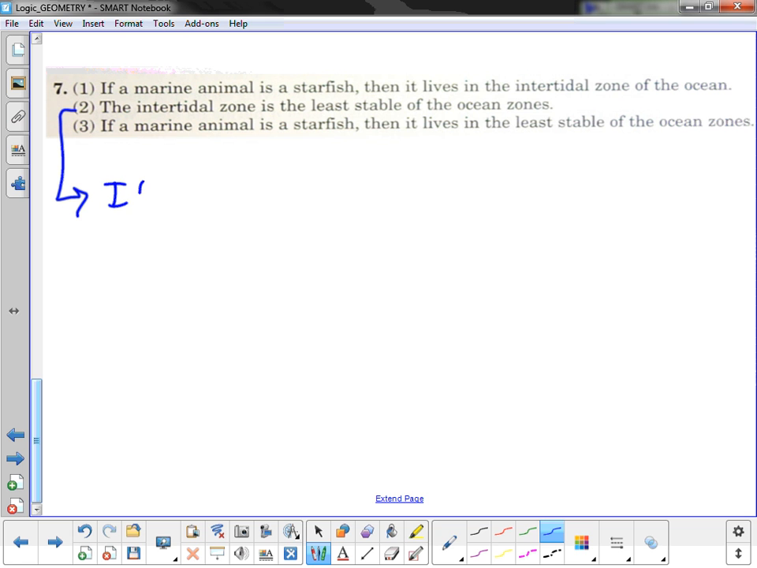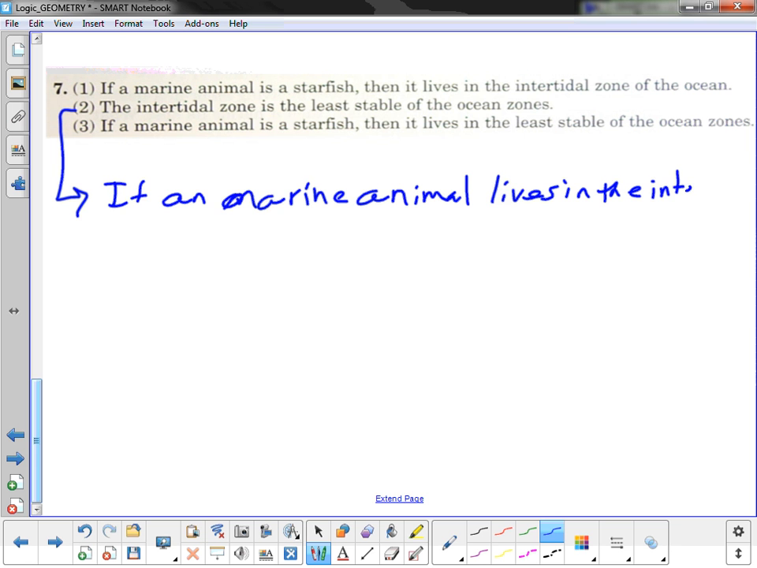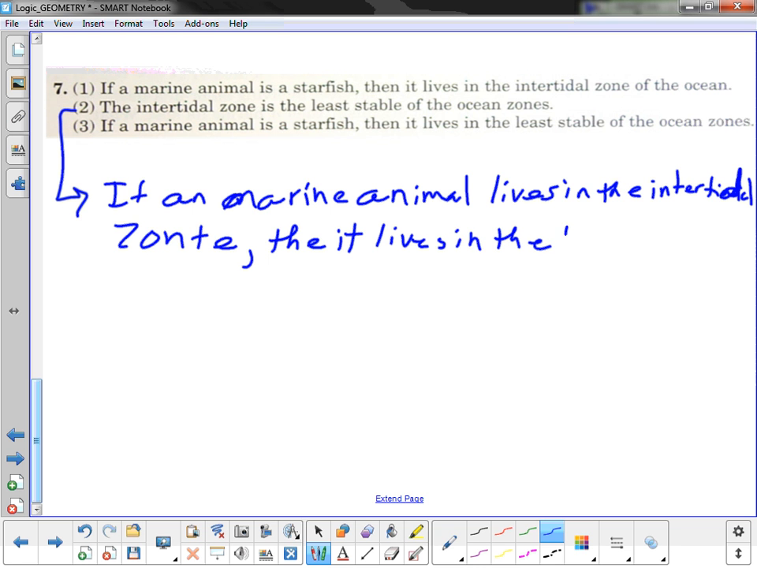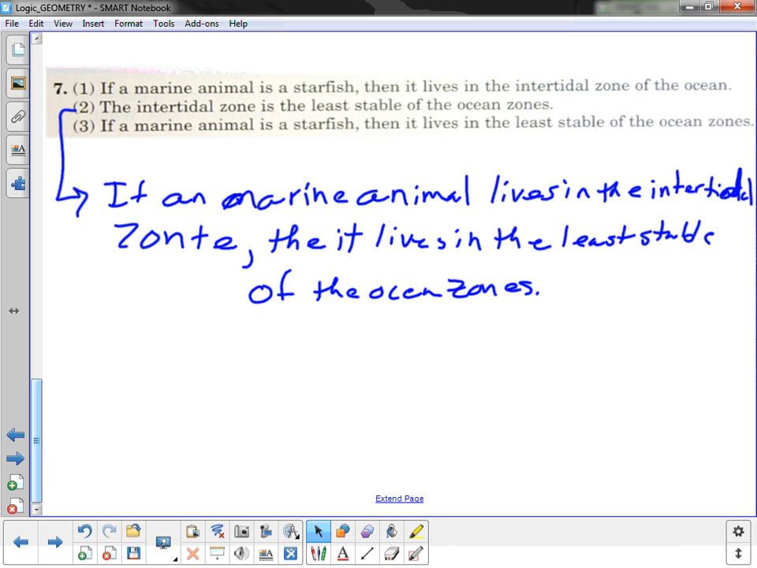And I would say, if an animal, or a marine animal, I should say, lives in the intertidal zone, then it lives in the least stable of the ocean zones. Okay, so now I have it as the if-then statement.